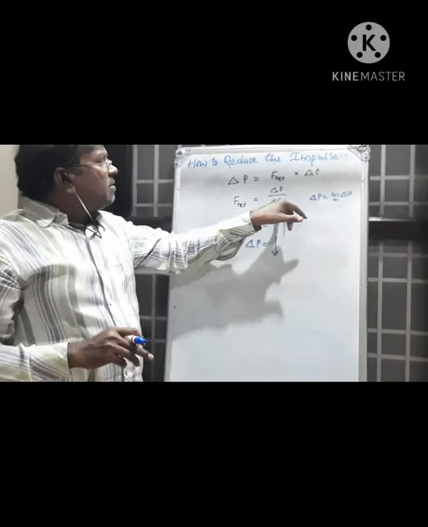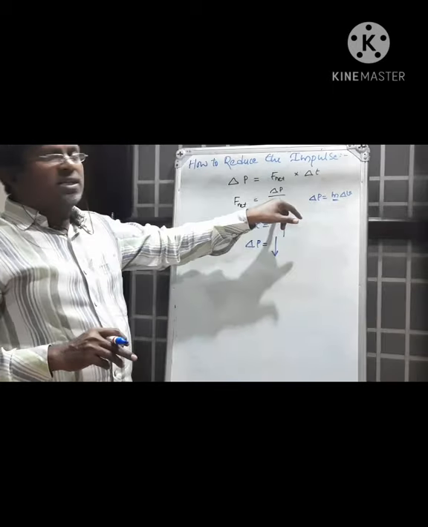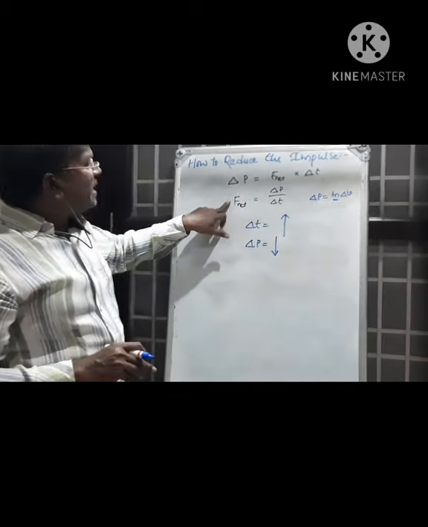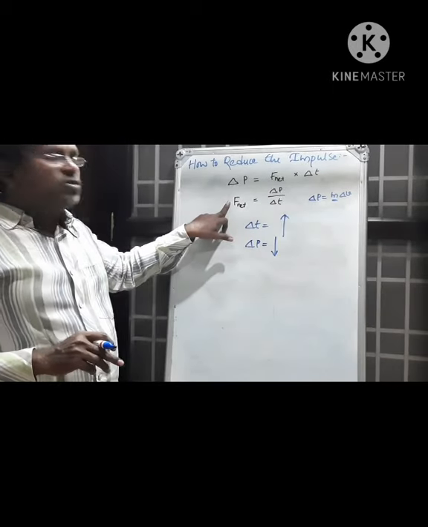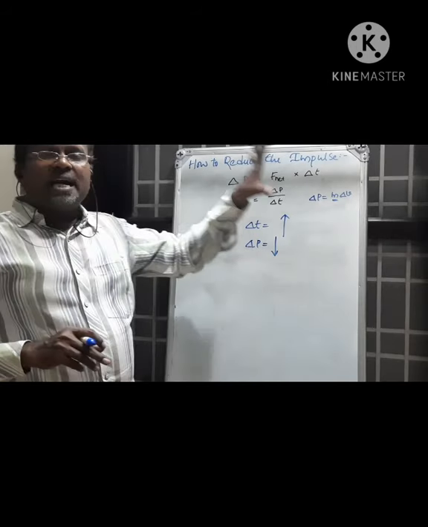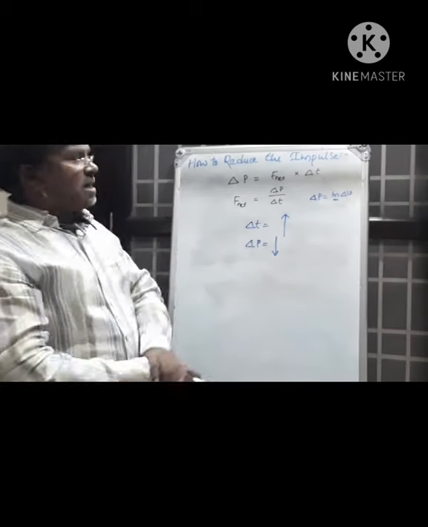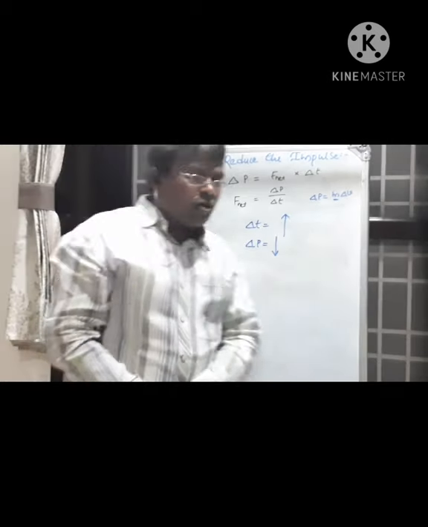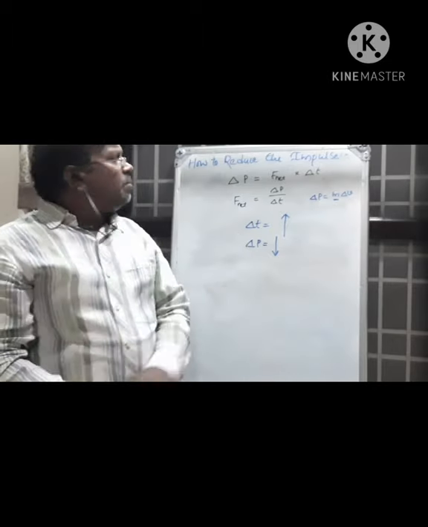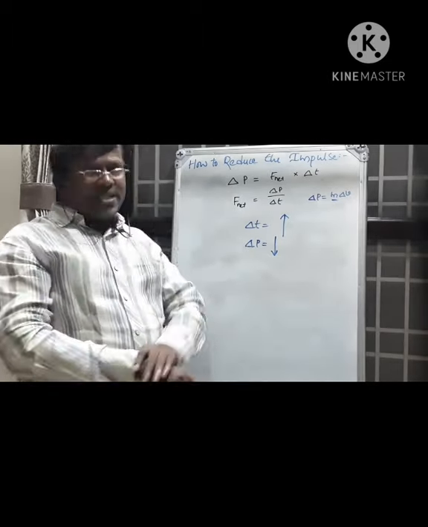What happens when I increase the impact time, or the duration of the time? Automatically the net force will be decreased. That means the impulse can be decreased. This is one example for that. We may also see some more examples in our day-to-day life.